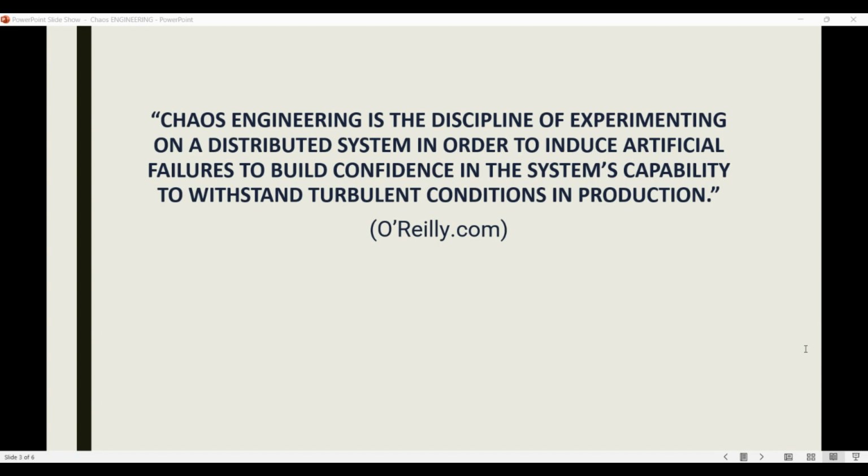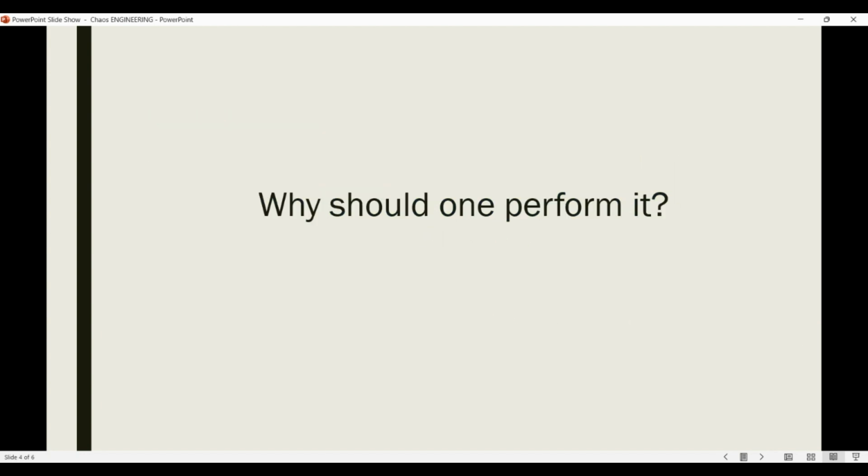That's fine. But the question comes, why should one perform it? Why do we need to practice it at all? To understand this, we need to see that when IT infrastructure, networks, or applications unexpectedly fail or crash, it can have a significant impact on the business.